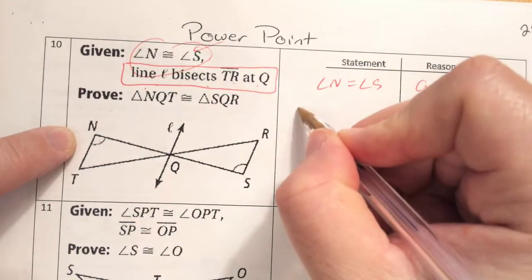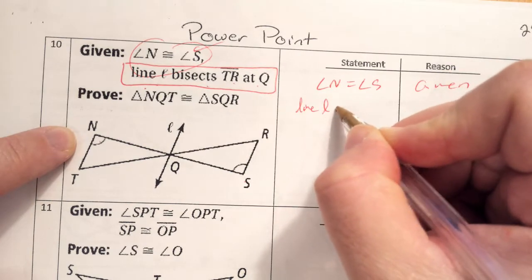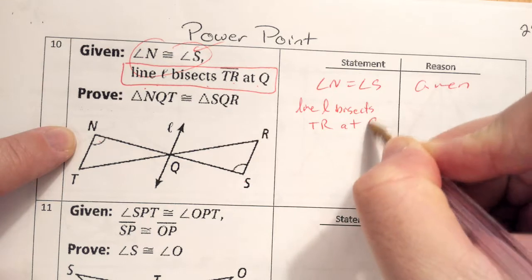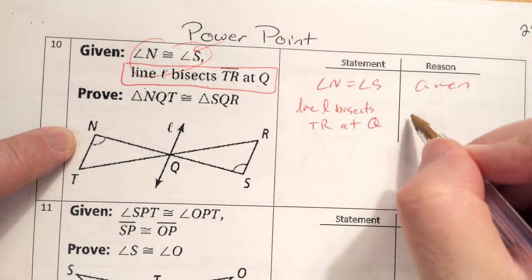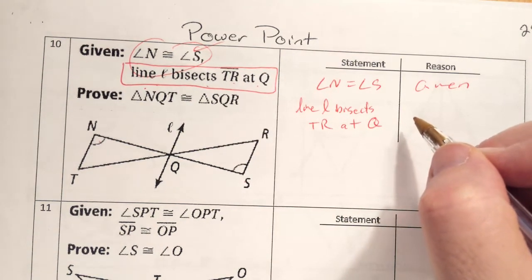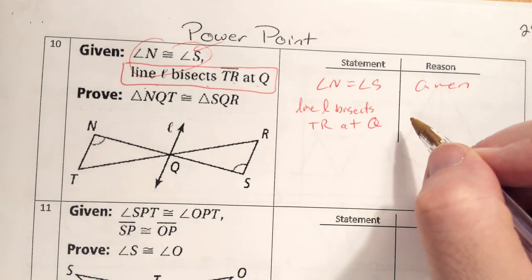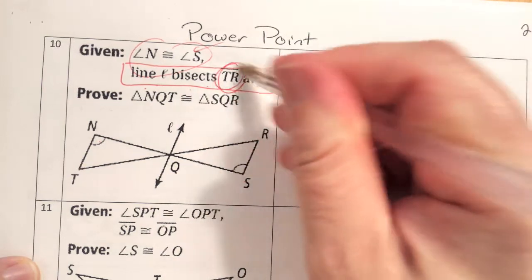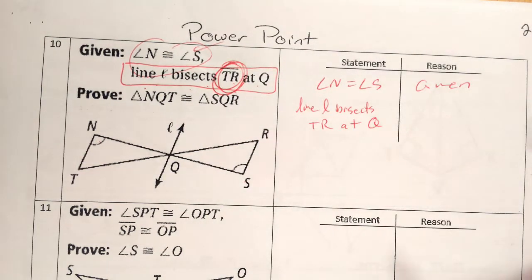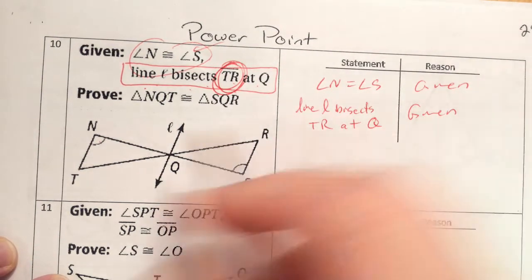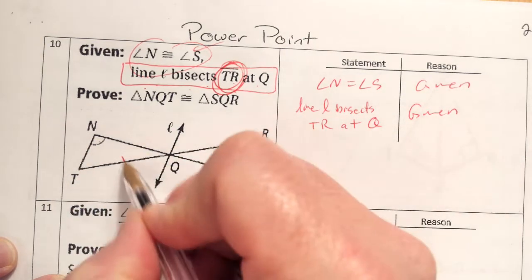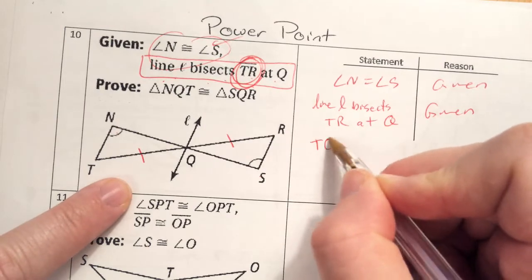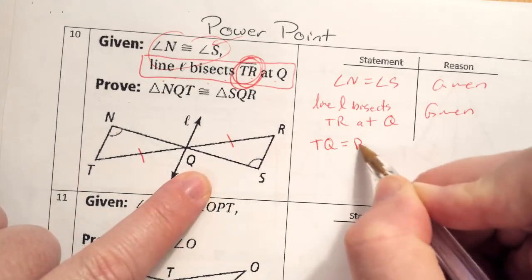But this is a chunk. So line L bisects TR at Q. Now, let me just ask you this. What got cut? What got bisected? Bisects TR. TR is the thing that got cut in half. Just focus on that and you'll be just fine. So TR got cut in half, so this is equal to this. So we know that TQ is equal to RQ.